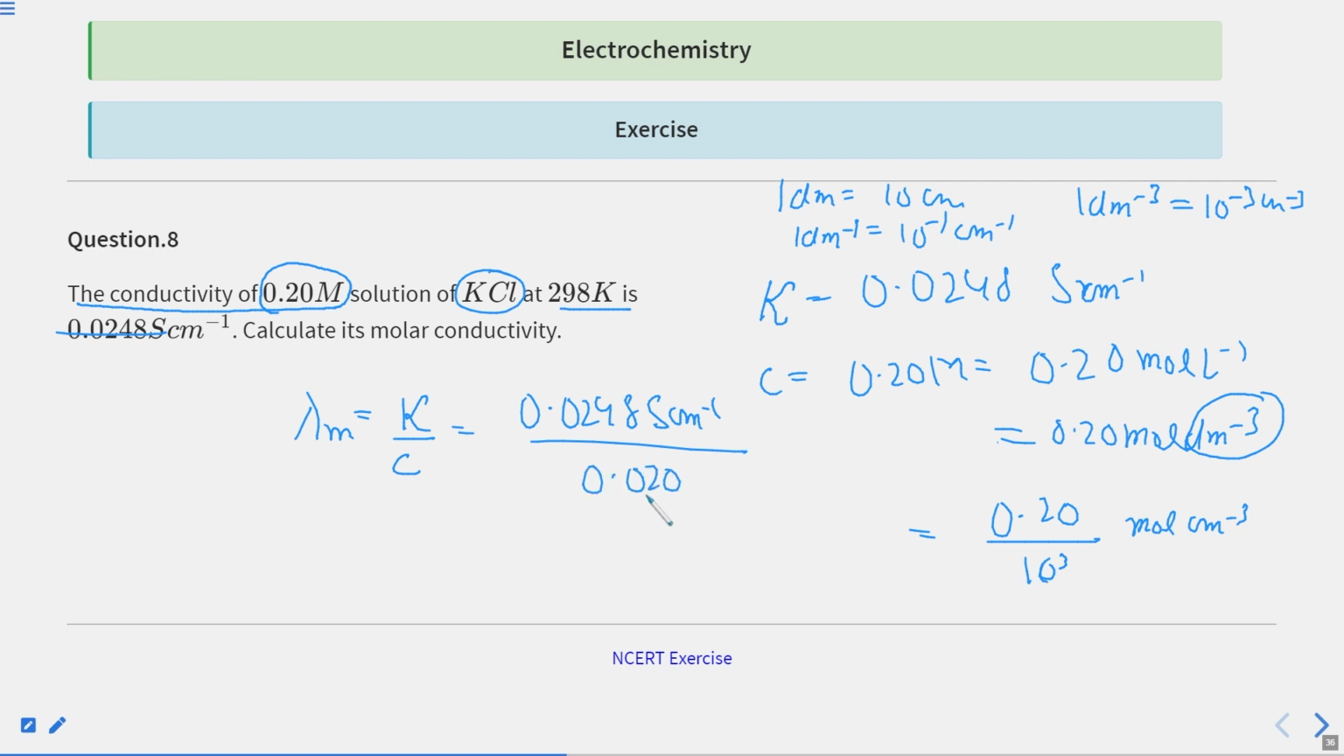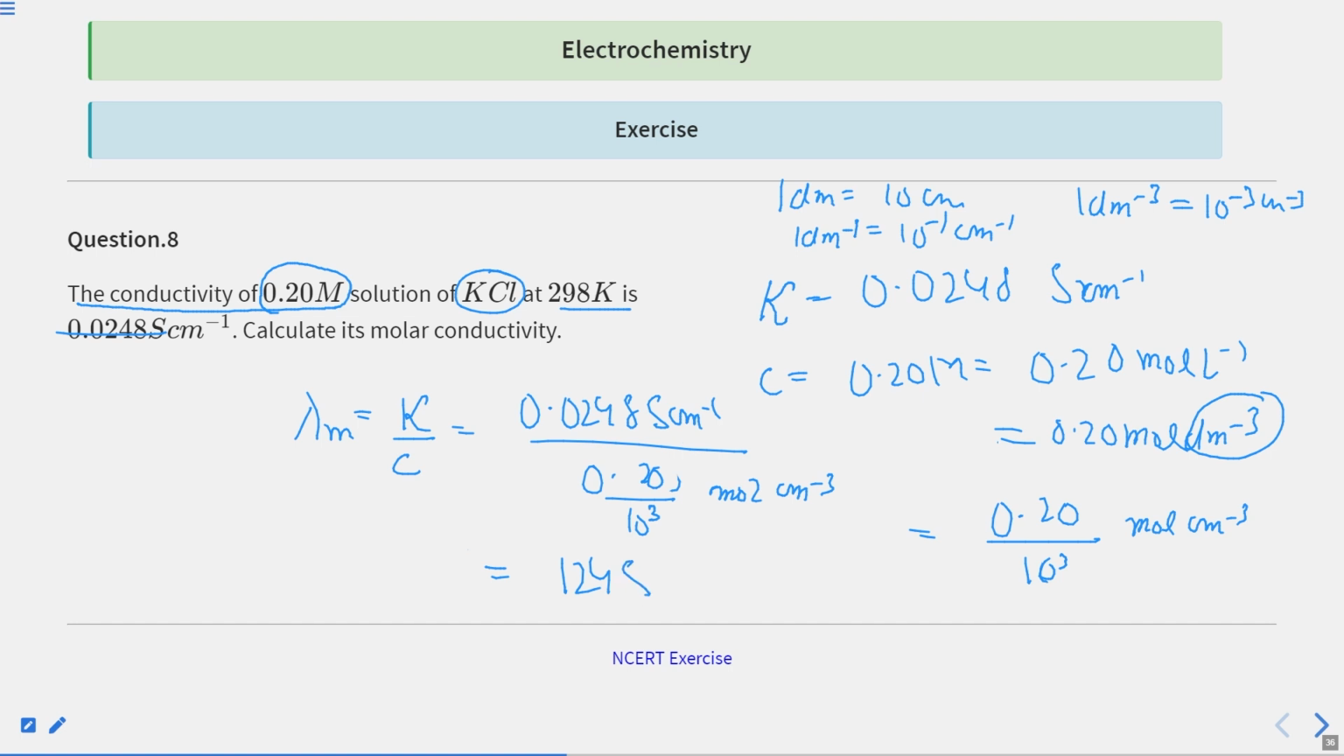Let's put this value here. 10 to the power 3 will go upside later on. Mole per centimeter cube. So if we just calculate it, you will get 0.0248 divided by 0.20. This is 0.20, not 0.020. And this will be multiplied by 10 to the power 3. So you will finally get this value as 124.